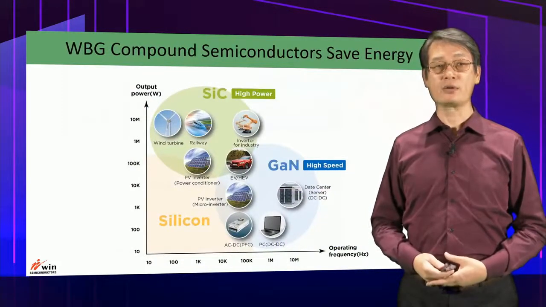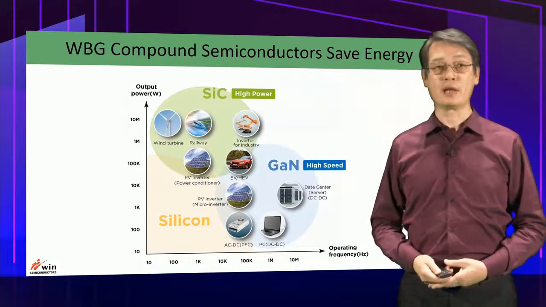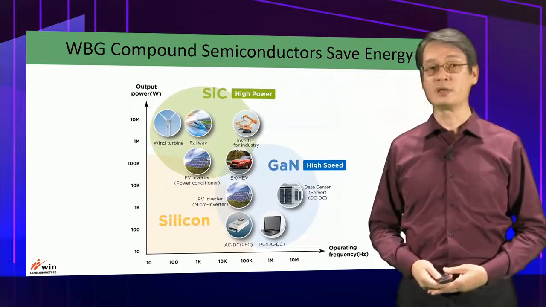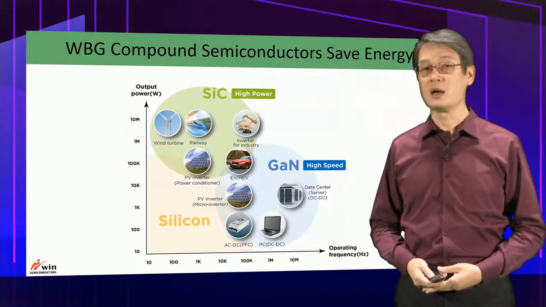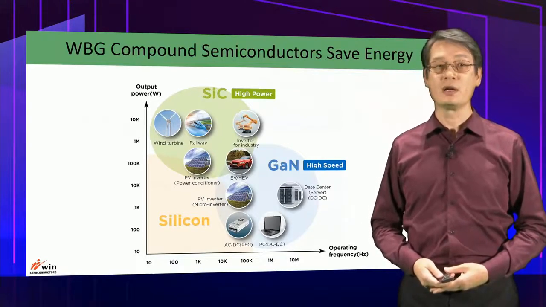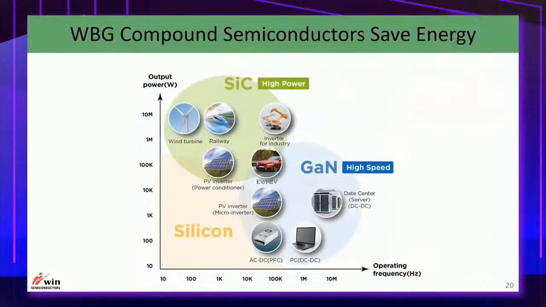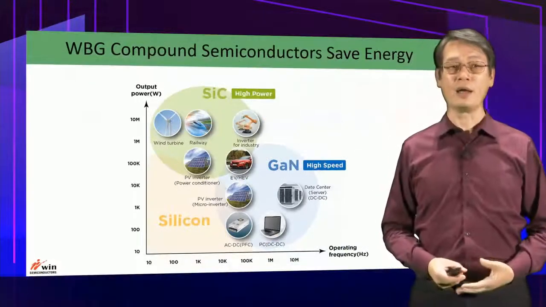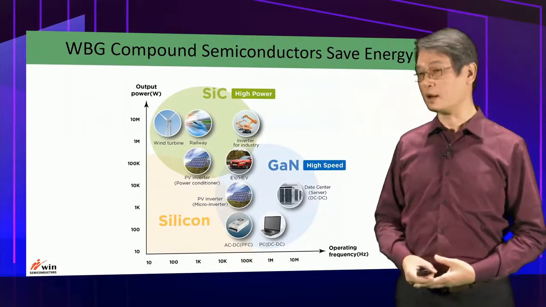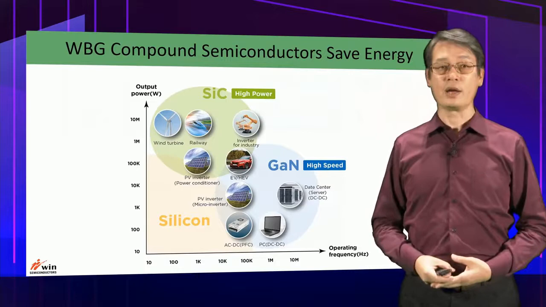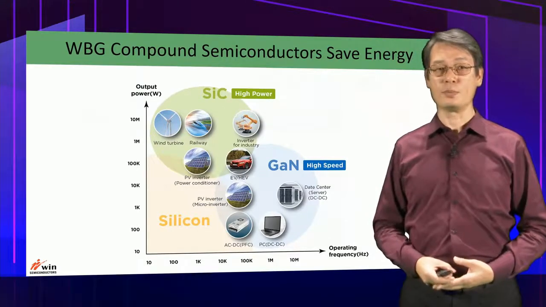Okay, this diagram shows output power versus operating frequency plot for various power conversion applications. For highest power applications, silicon carbide is the technology of choice. As for high operating frequency applications, gallium nitride is the best candidate. Electrical vehicle falls in the middle between silicon carbide and gallium nitride. Currently, silicon carbide is still the dominating technology. Gallium nitride could catch up in the future when technology becomes more mature.